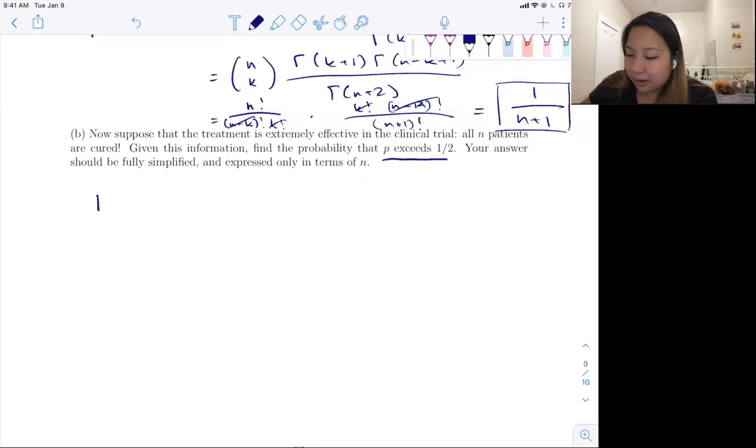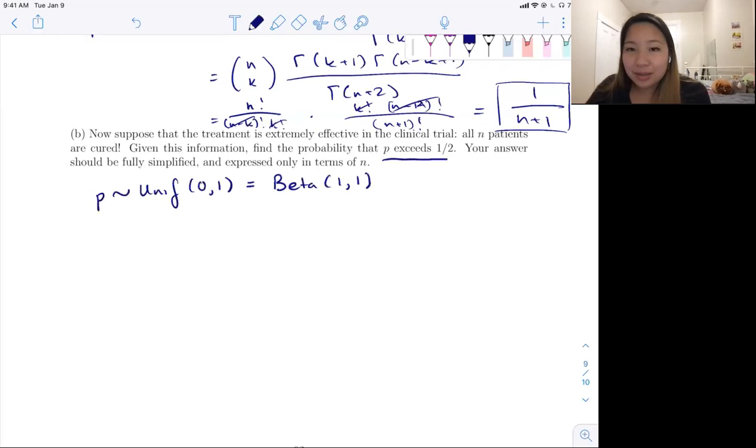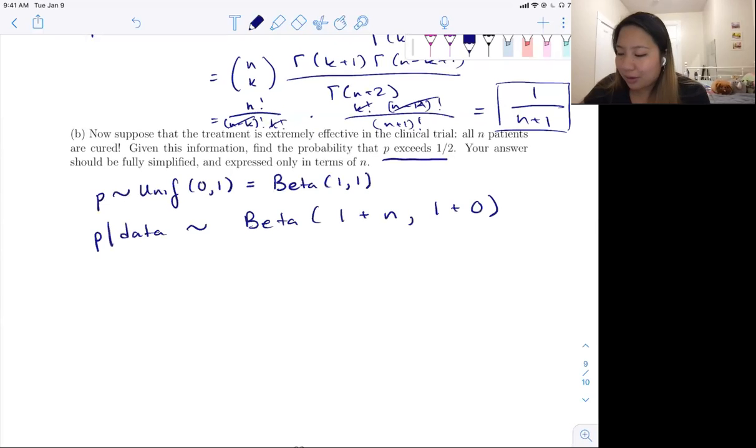So we have p currently as uniform. This is our prior distribution. Note that the uniform is equal to beta 1, 1. And when we do the posterior, p given data is going to be distributed by beta-binomial conjugacy to 1 plus the number of successes and 1 plus the number of failures. So we add the failures to the B and we add the successes to the A. So now it is going to be distributed beta n plus 1 comma 1.